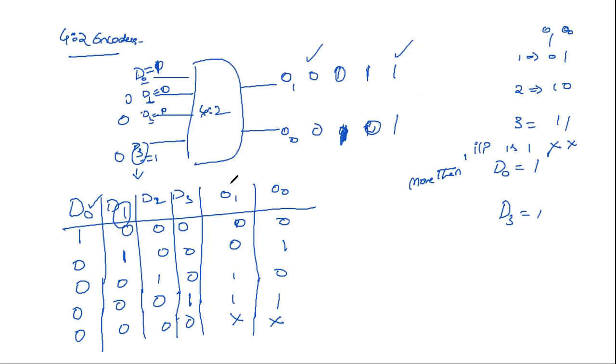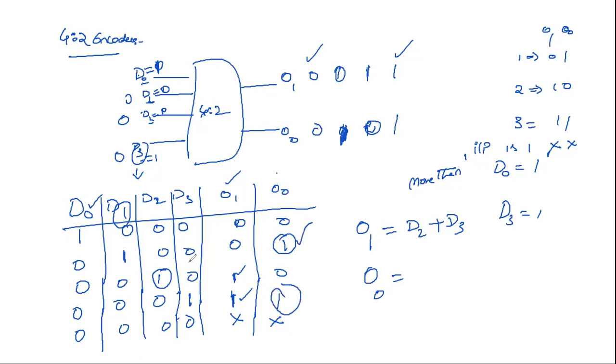Now write down the final expressions of O1 and O0. O1 occurs here and here, right? So let us see. This one occurs when D2, so D2, plus this one occurs when D3. So O1 is D2 plus D3. O0 is 1, 1. This one occurs when D1, and this one occurs when D3. So D1 plus D3.